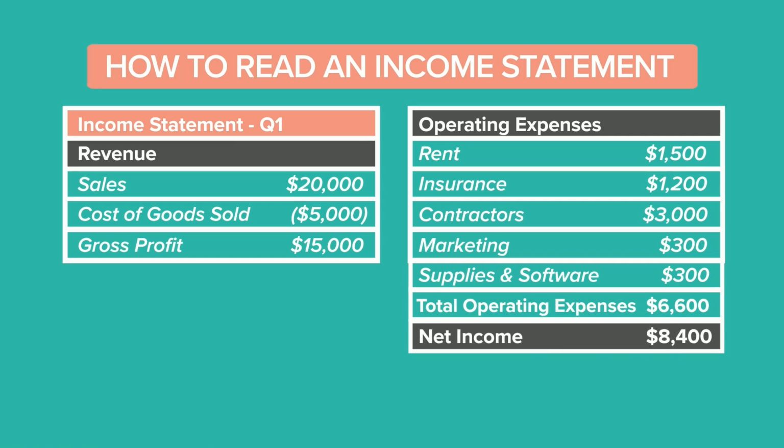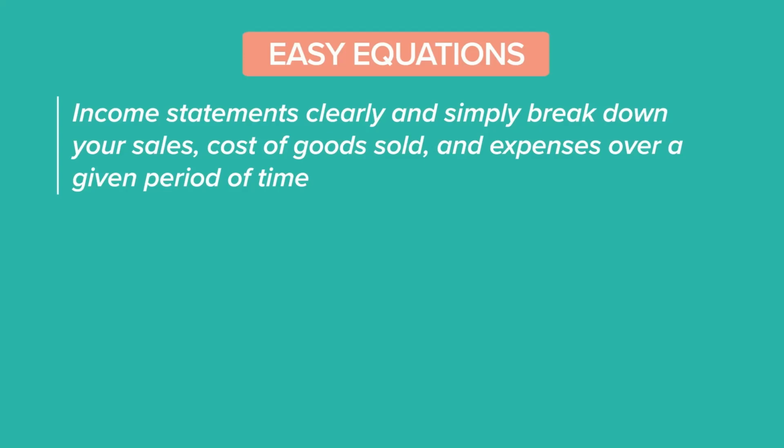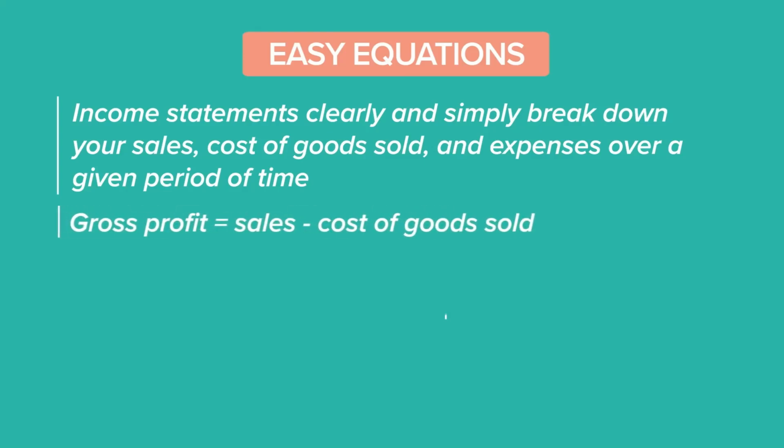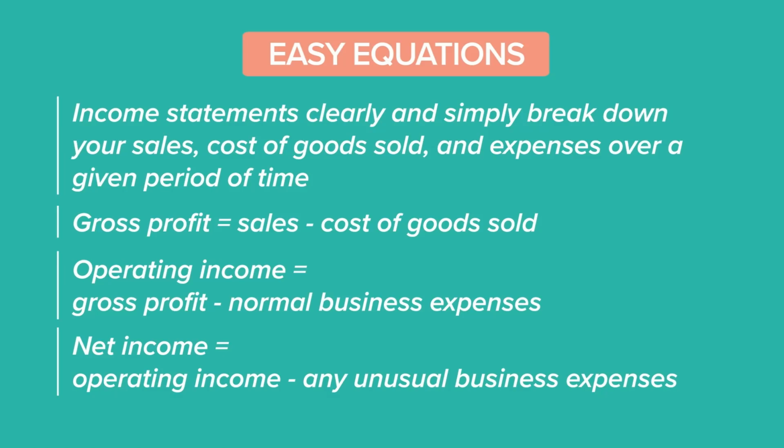Finally, the total expenses are subtracted from the gross profit to give the net income for the given time period. Like you saw in Stephanie's example, an income statement clearly and simply breaks down your sales, cost of goods sold, and expenses over a given time period. Here are some easy equations you can use when looking at your income statement, and these equations can also be found in our Lesson 7 guide.